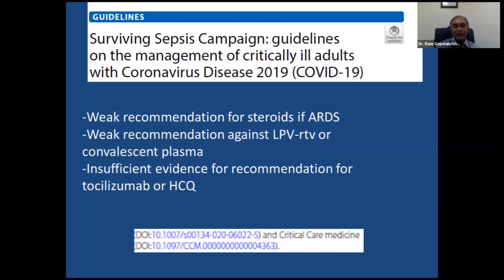So what do guidelines say? So this is what most physicians consult when there's a lot of literature, because people go through guidelines and make recommendations for or against. The Surviving Sepsis guidelines say that steroids, yes, they probably would use them. There's a weak recommendation for if there is ARDS. No ARDS, don't give steroids. They also say there's a weak recommendation against lopinavir ritonavir or convalescent plasma, but perhaps these guidelines came out before the convalescent plasma trials, and they couldn't comment on tocilizumab or hydroxychloroquine.